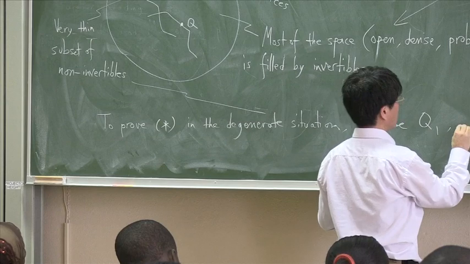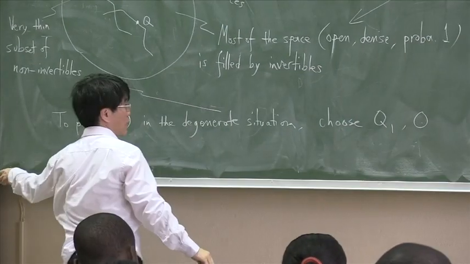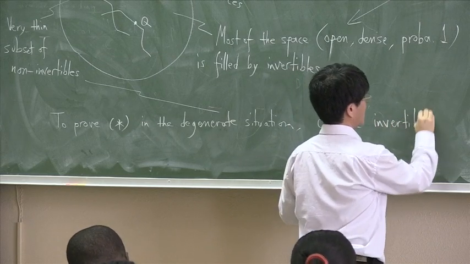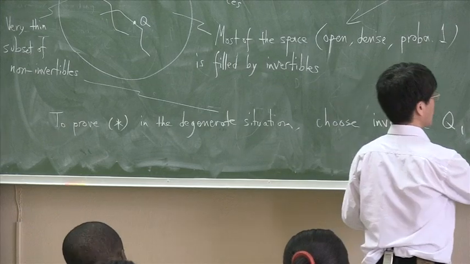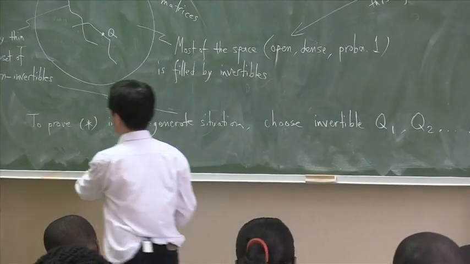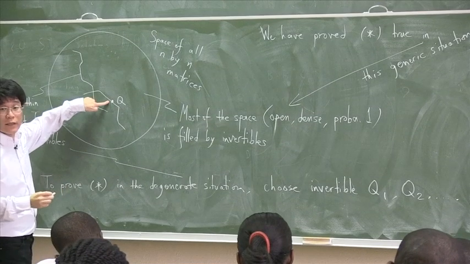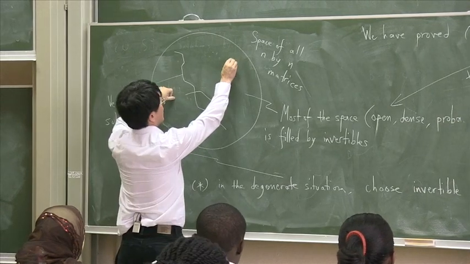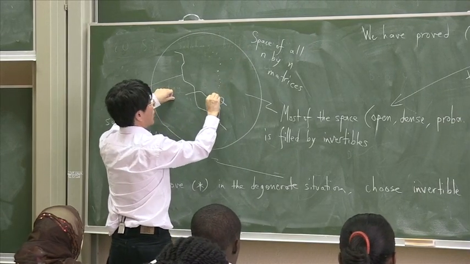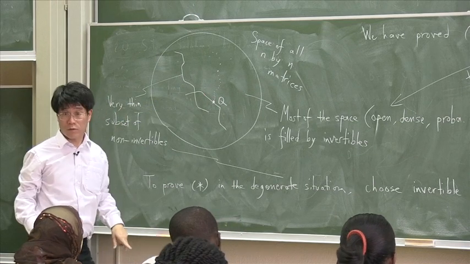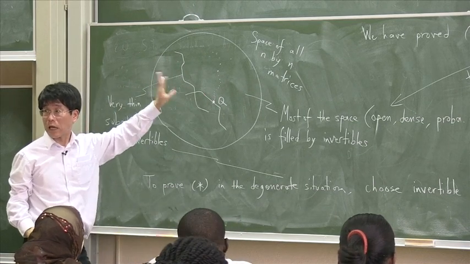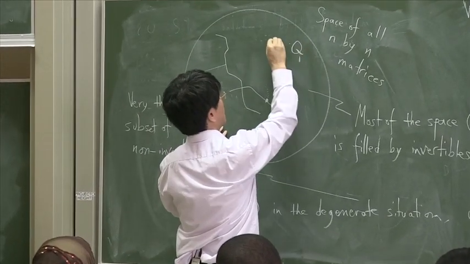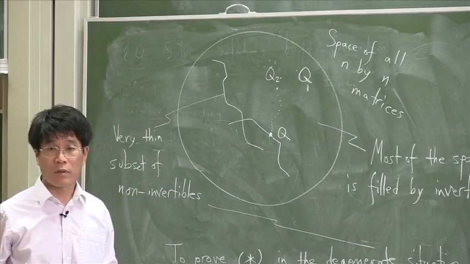Choose Q1, sorry, invertible ones. Let's deform the problem. Q1, Q2, and so on, all of them invertible. What I mean is, I can approximate this unfortunate, unlucky, and degenerate Q by a sequence of matrices that converges to this Q, but all of which approximations are invertible. Okay? Q1, Q2, and so forth.